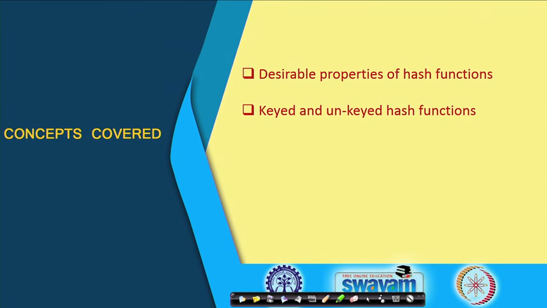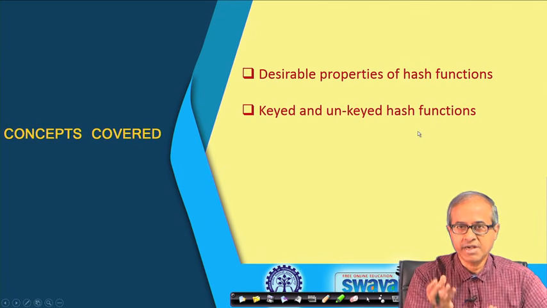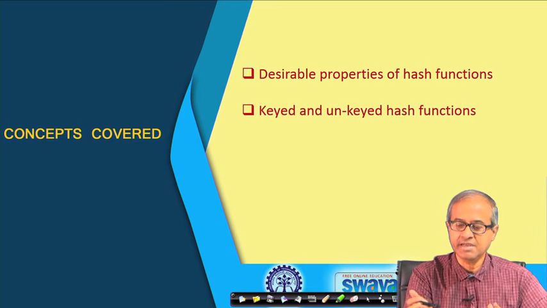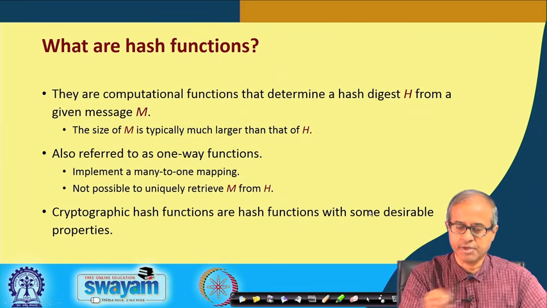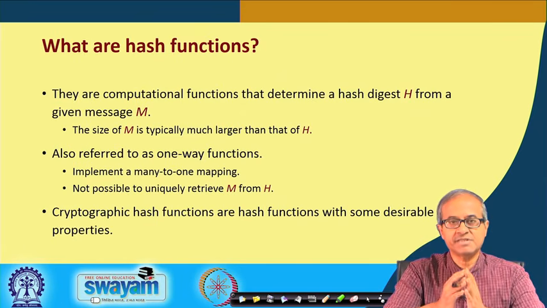In this lecture, we shall first be talking about some of the desirable properties of a hash function, and we shall see that there are broadly two types of hash functions we can use. One that uses a key, which is called a keyed hash function, and another which does not require a key, which is the unkeyed hash function. Okay. So, broadly speaking, let us first try to see what a hash function is.